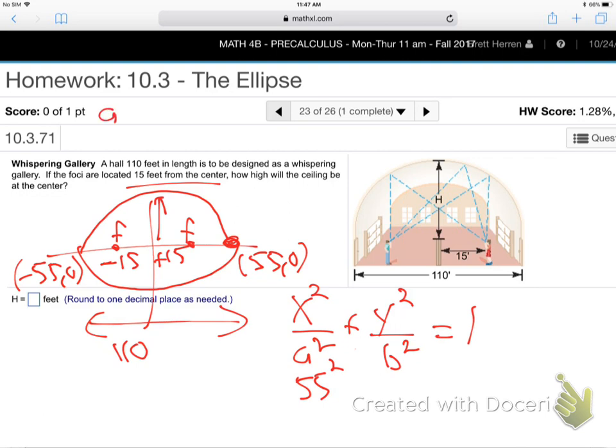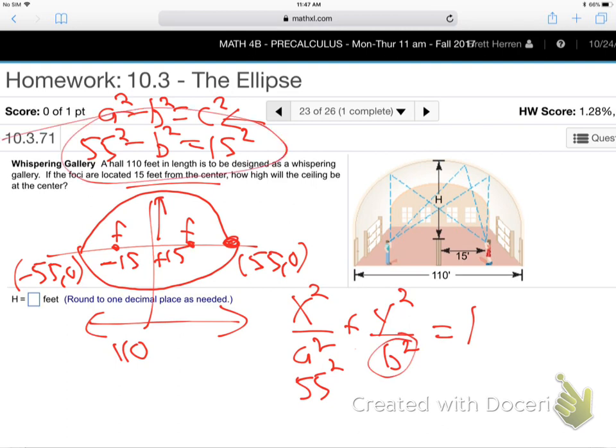Focus equation. a squared minus b squared is c squared. I know the focus is 15, so 15 squared. a is 55, 55 squared. Solve for b. b will be the height in the center, because b is what's underneath y. So just solve that equation for b, and you've got the answer. Is that good? Let me go back and set up that other one, the point one. That was easier than I thought. The bridge ones are like this too. We did a bridge one for parabola. Look back; you have to use the ellipse equations, but it's similar. Let's go.